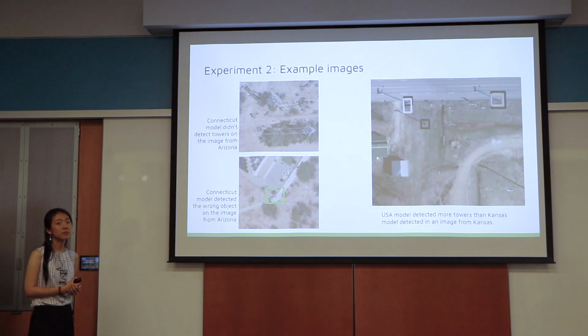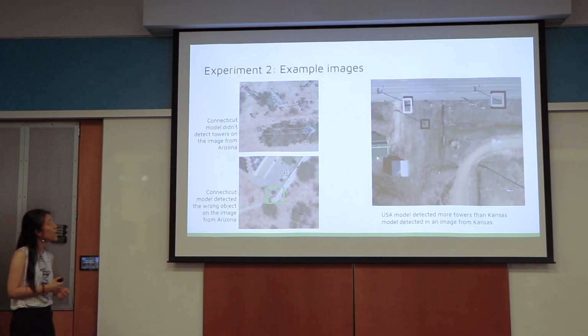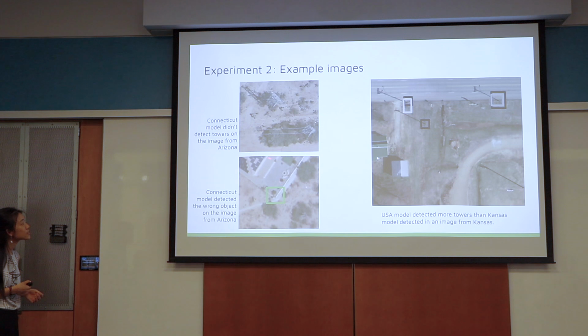So just to give you some concrete idea of what that looks like, here are 2 example images from Arizona. And here are the prediction results from Connecticut model. We can see that in this image, Connecticut model wasn't able to detect any towers, although they're pretty obvious there. And then in this example, Connecticut model detected a wrong object, which is actually a roof corner, which is not the transmission tower that we are looking for.